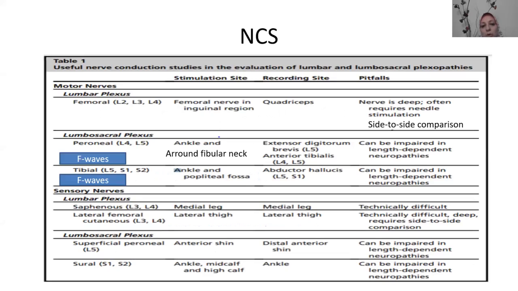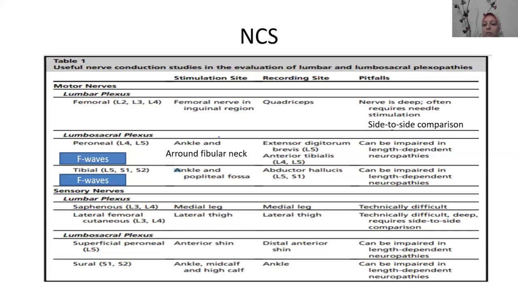So what is the protocol of nerve conduction study? If we suspect upper lumbar plexopathy, we will do femoral, saphenous, and lateral cutaneous nerve of the thigh if it is meralgia paresthetica. As I mentioned before, these three nerves are technically difficult, so it's not routinely done in every patient. We do it when we suspect upper lumbar plexus or affection of the femoral nerve or lateral cutaneous nerve of the thigh, for example.